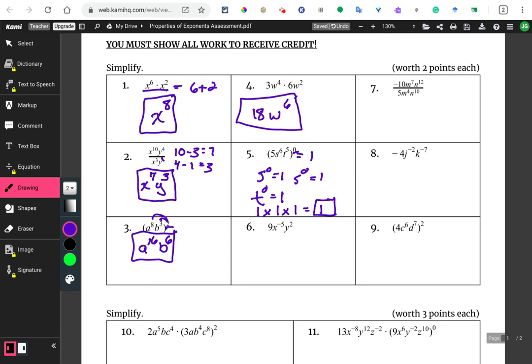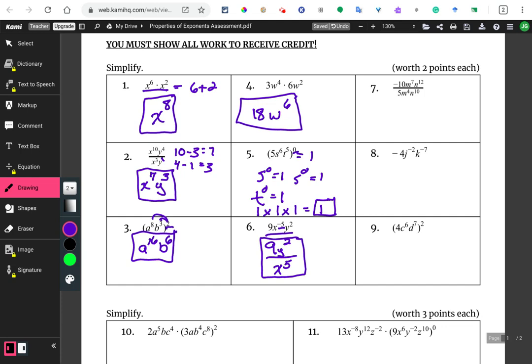Okay? This is kind of a trick question, number 6. You don't really do anything except for the fact that because there's a negative 5, you're just going to bring it to the bottom. So you're going to keep 9 and y squared over the top there, and you're going to bring x to the 5th to the bottom. That is literally your answer.